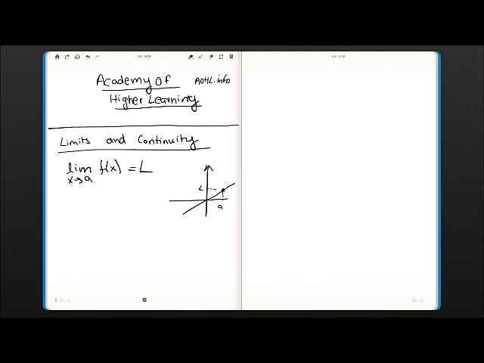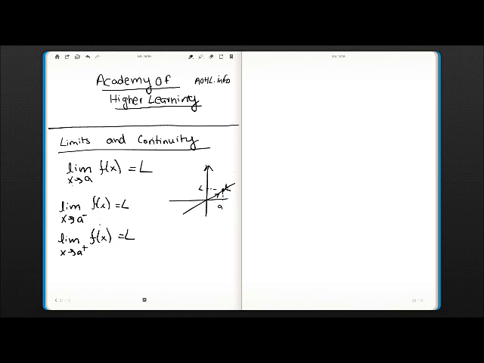As you can see, we can take limits from two sides, the left side and the right side. So we can divide this up into two sides. This is how we write the limit on the left side: x approaches a minus, which indicates it's from the left side, f of x equals L. To indicate the right side, instead of the minus, we have the plus.